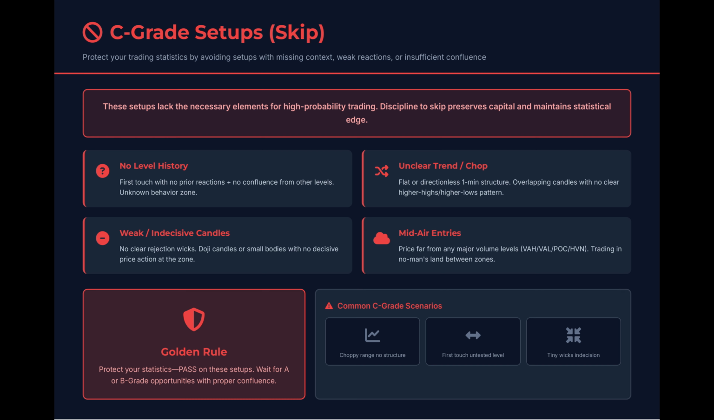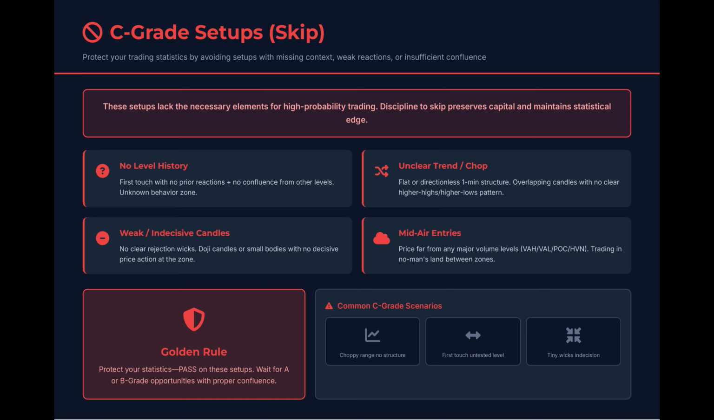Now, I know what some of you are thinking, but what if the trade works? What if I skip a C-grade setup and it moves in my direction? Here's the truth. You will occasionally miss moves by skipping C-grade setups. But over the course of 200 trades, 500 trades, 1,000 trades, your statistics will be exponentially better because you protected yourself from low-probability gambles. Professional trading is not about catching every move.